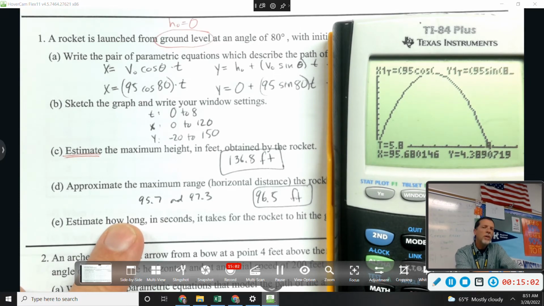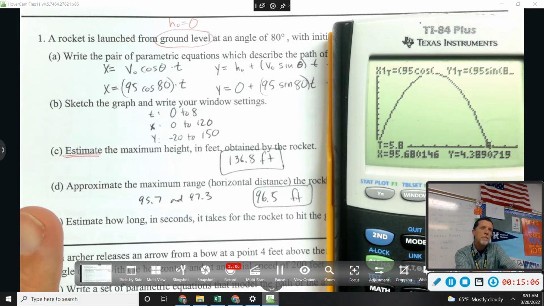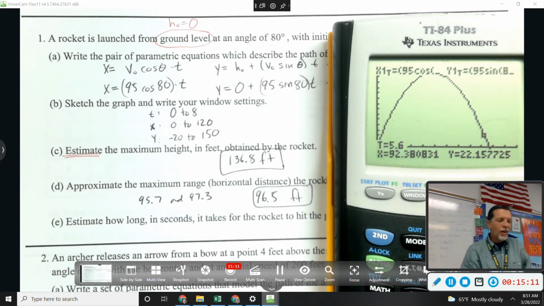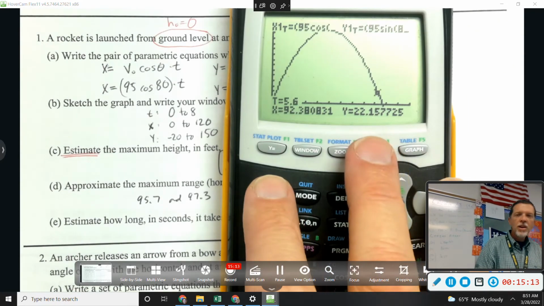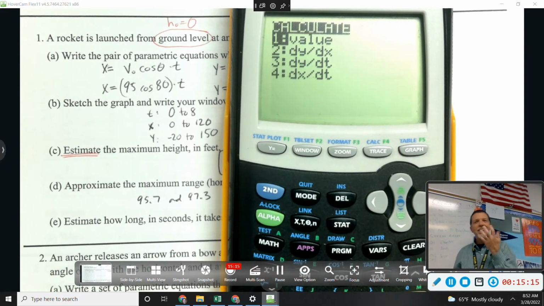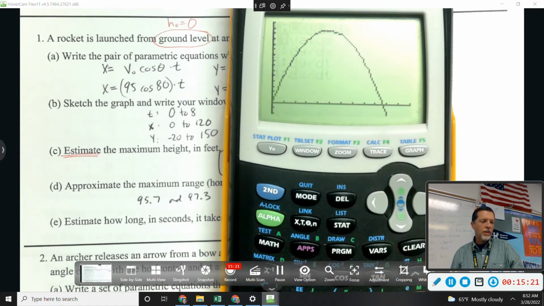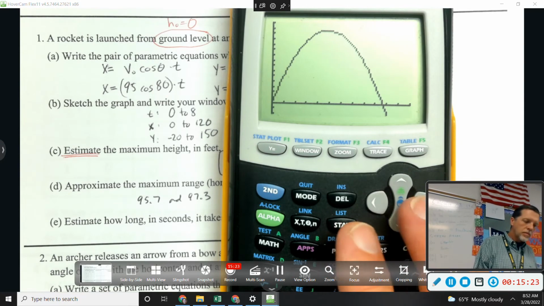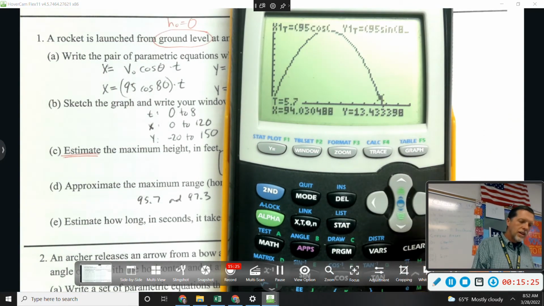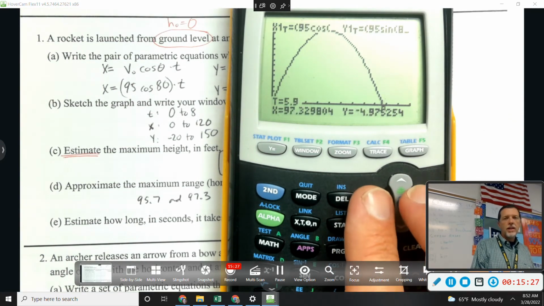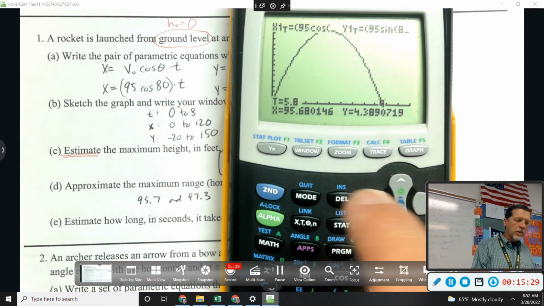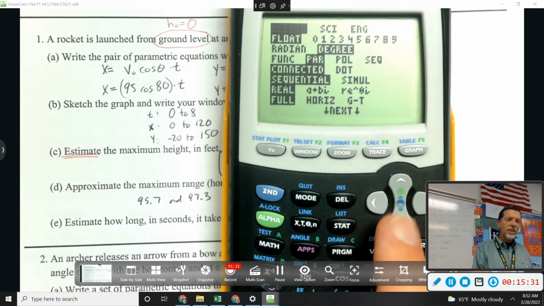There is one way to get a more accurate answer. We're not going to do it. Like how we did on the last graph when we would find 0? One option is to do calc 0, but if you go second calc, you don't have that option. That's a great thing to remember, but it doesn't work for parametric. The calculator knows it's parametric because you changed the setting to parametric.